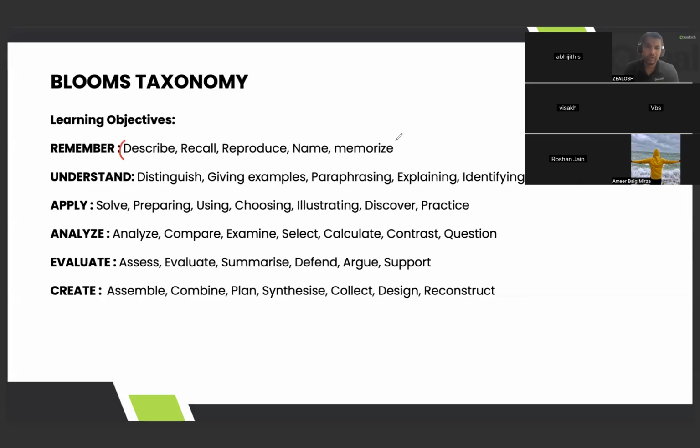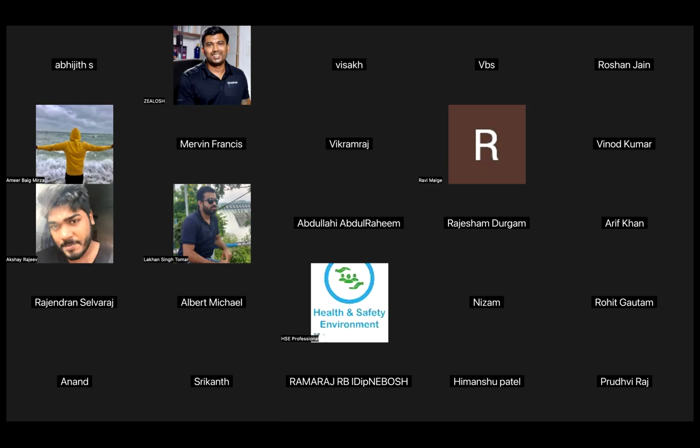Describe, recall, reproduce, name, memorize. Distinguish, give example, paraphrase, explain, identify. These are the keywords of understand. So like that, each level of Bloom's taxonomy will have other keywords as well. So it's very good that they have developed it based on that. So good. So that is the syllabus.